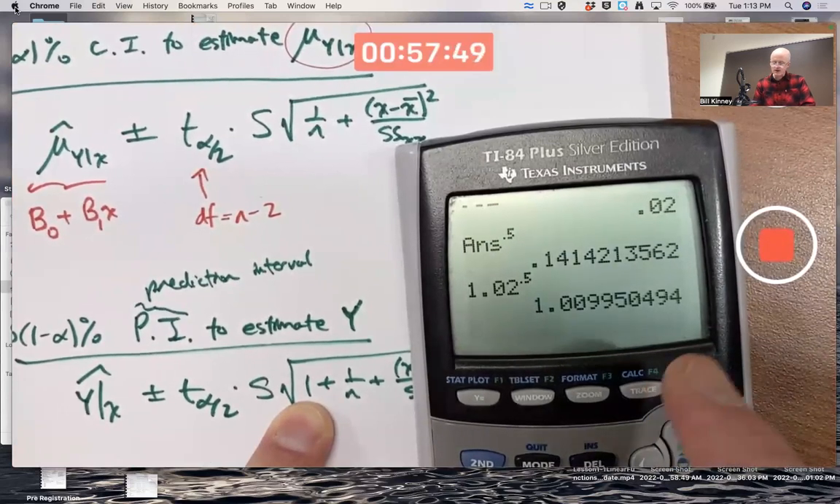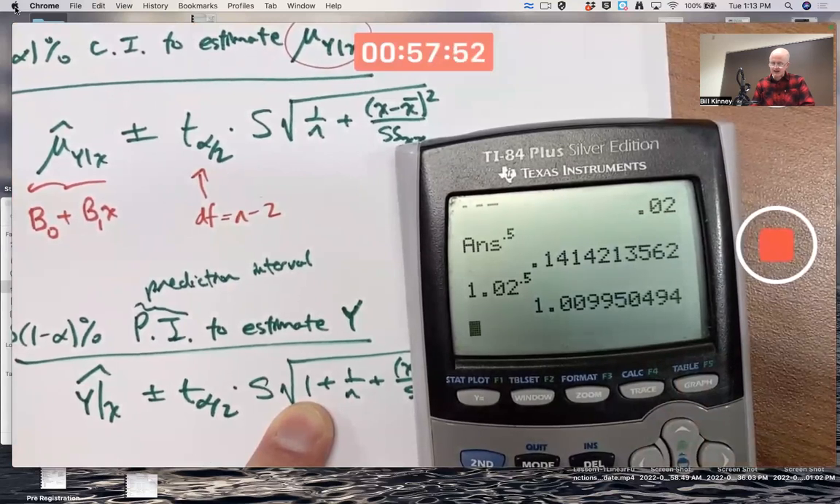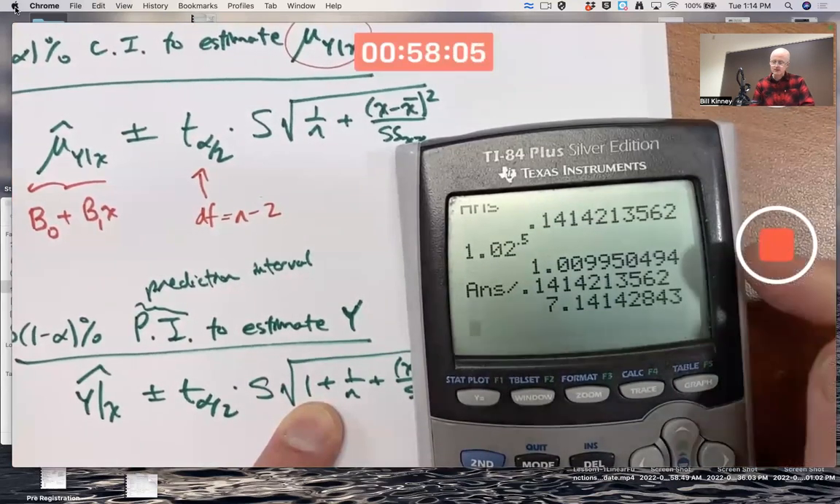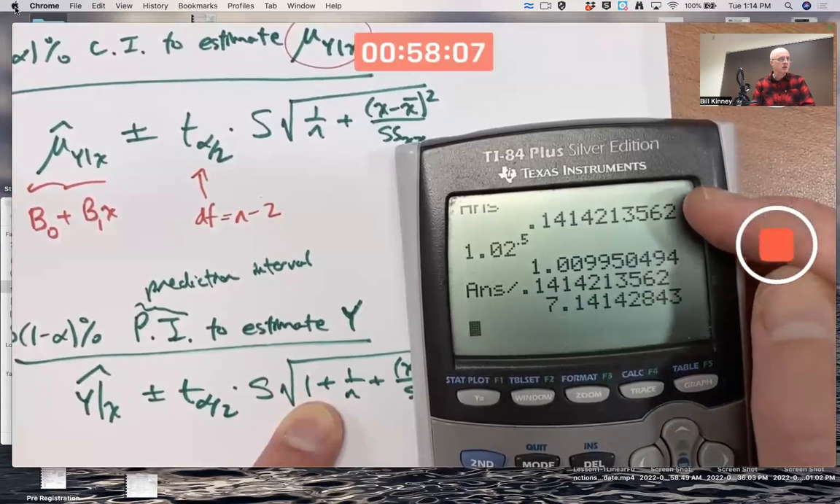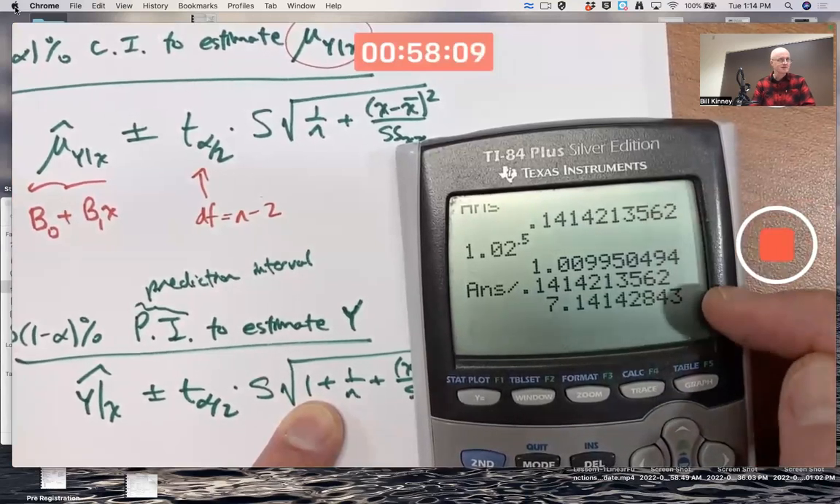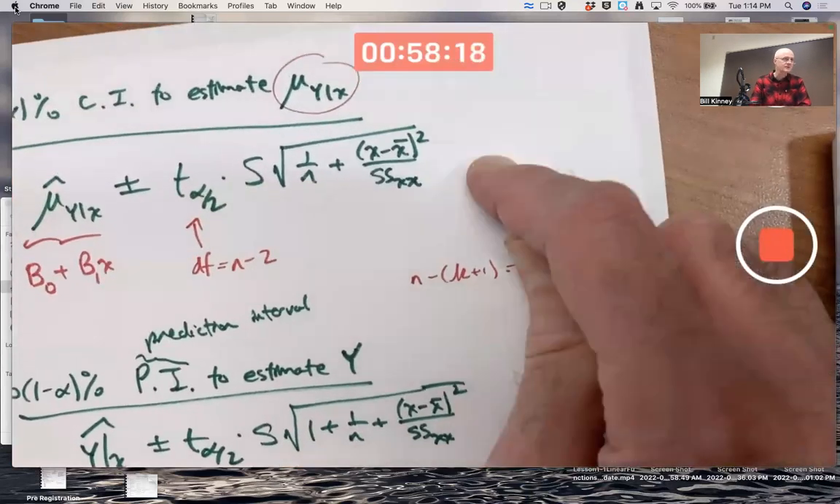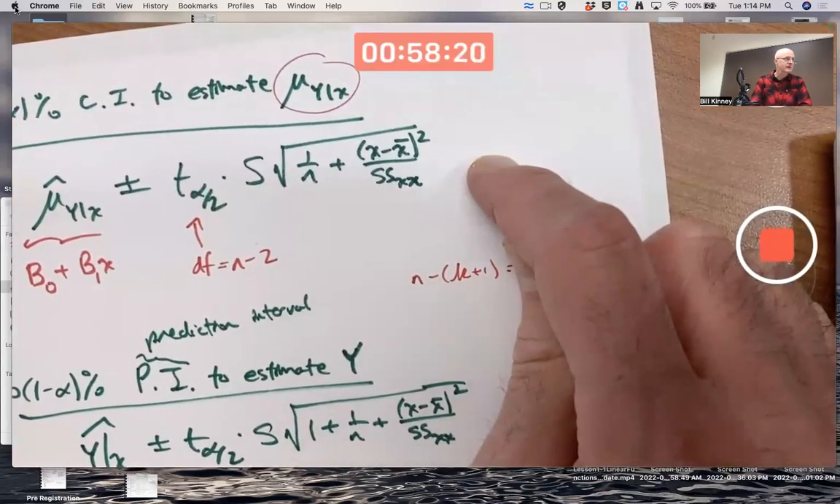For this numerical example on my calculator, I get a margin of error that is about 7 times bigger for the prediction interval than for the confidence interval, because this number is about 7 times bigger than that number. So that means this interval in this numerical example is 7 times wider than this one. There can be a big difference between these things.